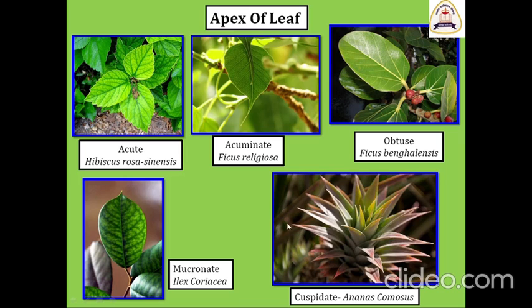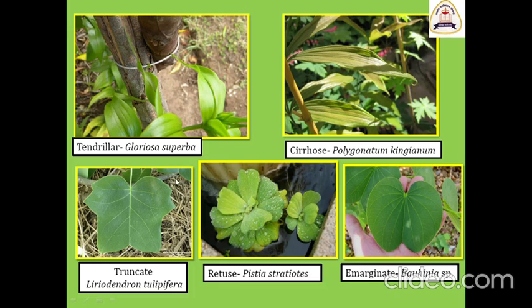Cuspidate means sharp pointed structures, and the sharp structure extends over a longer part of the leaf lamina. The leaf tip may be tendrillar, modified into thin wire-like structures which help in support. Example, Gloriosa superba, where the tip is modified into a tendril. Cirrhose, the rusty brown colored leaflet and the tip is modified. That is Polygonatum kingianum.